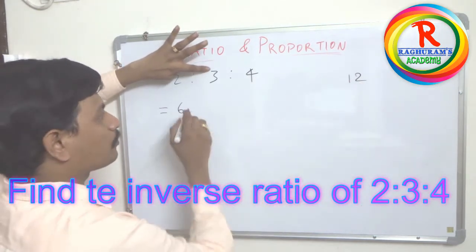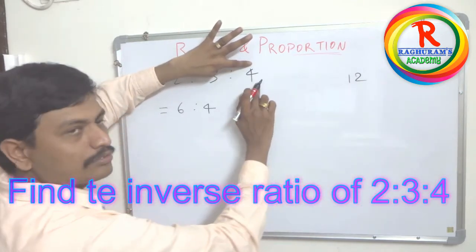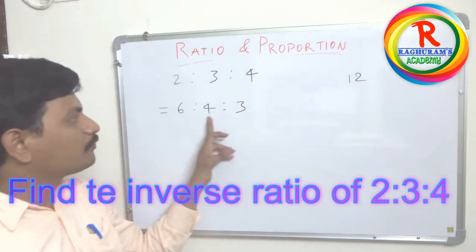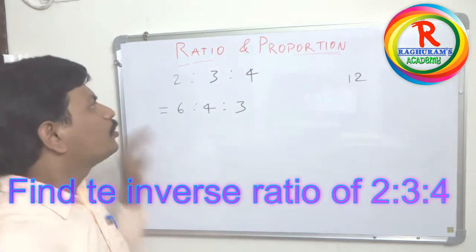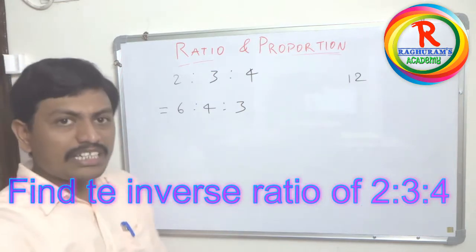12 by 3 is 4. Nothing but 3 4s are 12. Next, 12 by 4 is 3, that is 4 3s are 12. So the answer is 6 is to 4 is to 3. Simply, no need to take reciprocals and use a lengthy method. Just use the second method, a very easy method.